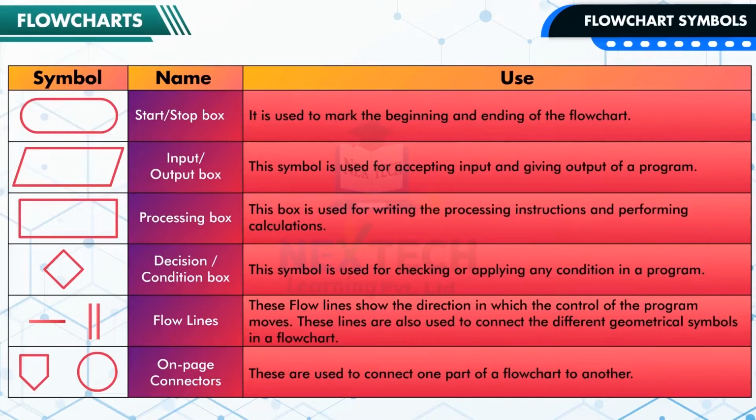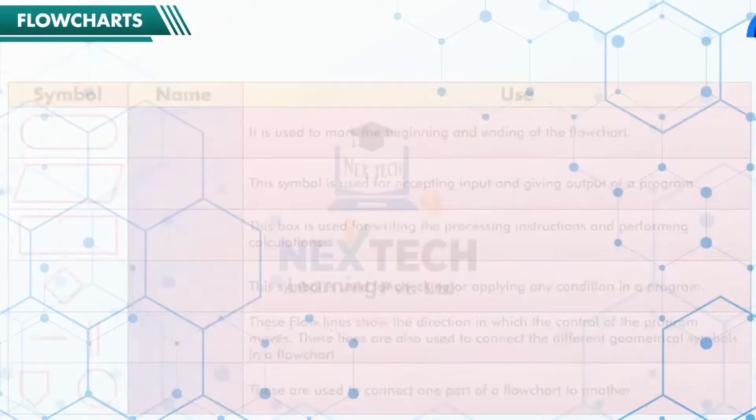Processing box. This box is used for writing the processing instructions and performing calculations. Decision or condition box. This symbol is used for checking or applying any condition in a program. Flow lines. These flow lines show the direction in which the control of the program moves. These lines are also used to connect the different geometrical symbols in a flowchart. On-page connectors. These are used to connect one part of a flowchart to another.